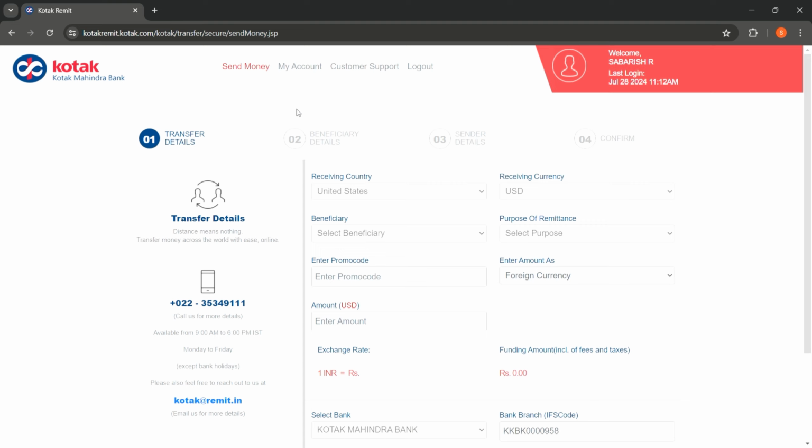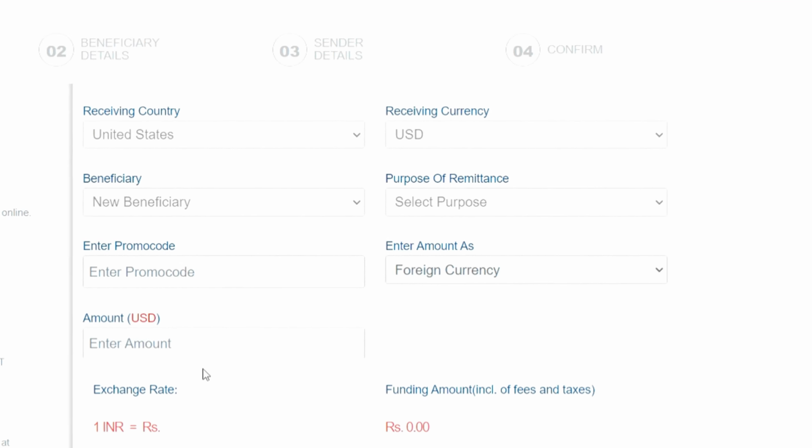Now I'll be directed to this page for transferring money abroad. Here I can choose which country I wish to send the money, the currency and the beneficiary. I can choose the beneficiary from my US account and I can choose my purpose of remittance. As we are F1 visa students, we can either choose the money abroad option for education purposes or travel for education.